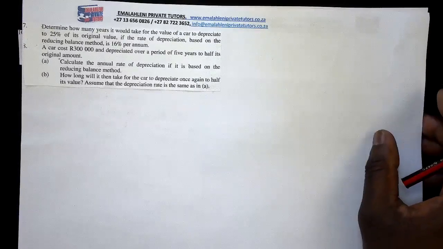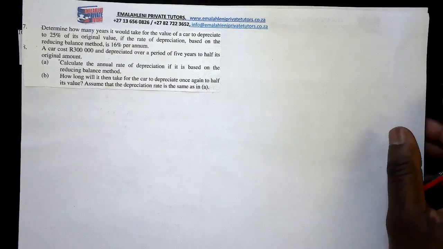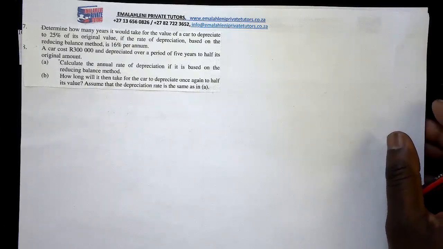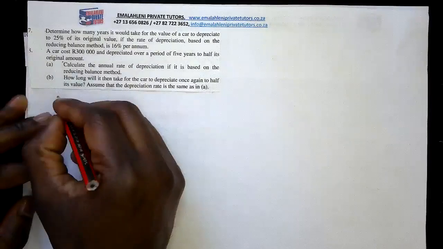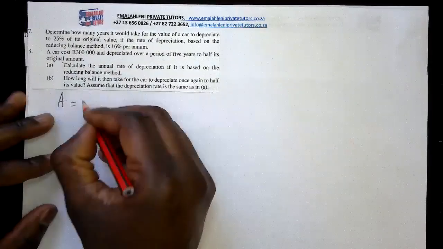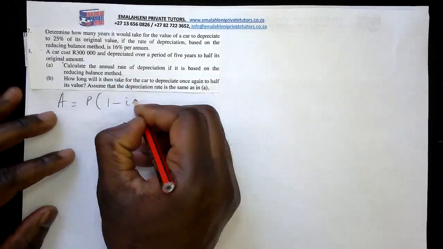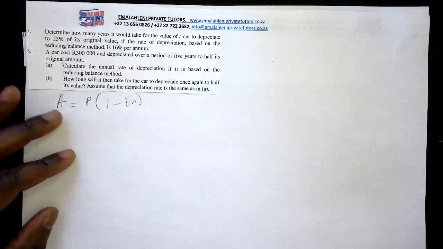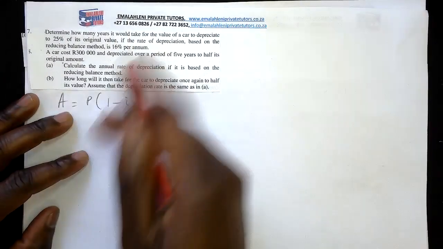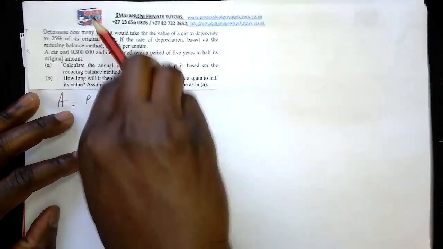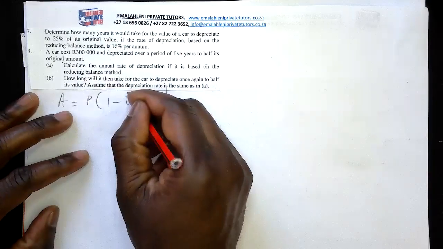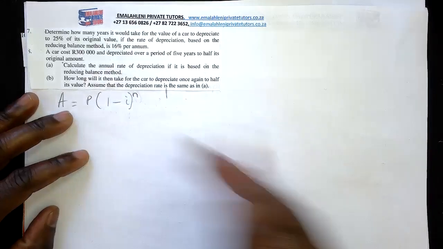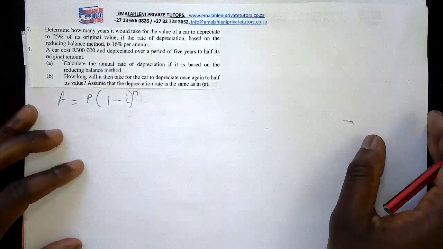Now determine how many years it will take for the value of the car to depreciate to 25% of its original value if the rate of depreciation based on reducing balance is 15% per annum. Remember, guys, we are saying reducing balance depreciation, A is equal to P times 1 minus I to the power of n. I hope you guys don't make the mistake that I'm making here.